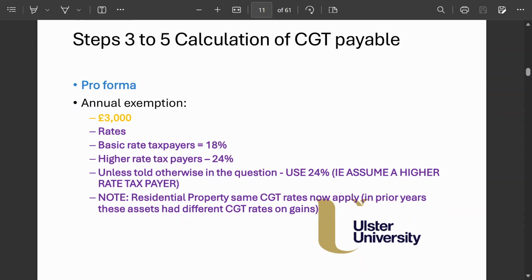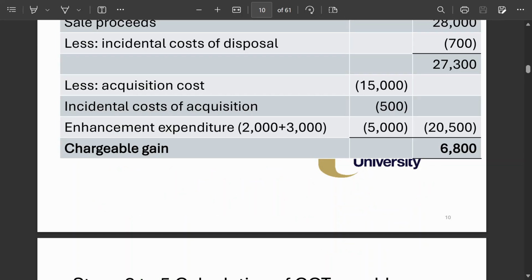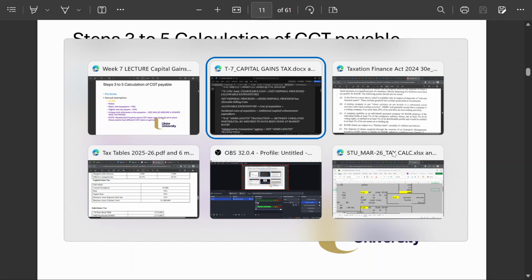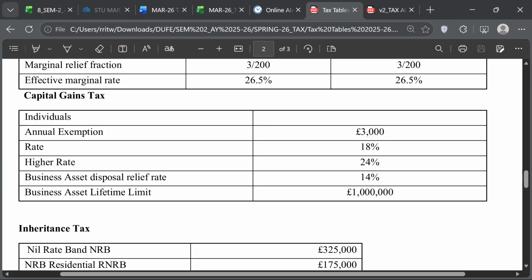Okay, so 3 to 5 calculation, which 3 to 5 are they referring to? There's no step 3 to 5. Annual exemption. Okay, fine. Annual exemption, as you said, there's a 3,000 annual exemption, and the rates are also. You don't need to mention this. You don't have to remember this. So one thing you need to remember is that if there is no information as to whether the person is a higher rate taxpayer or a basic rate taxpayer, which is basically this one, right? Are they in that first block, 0 to 37, or are they in the higher?